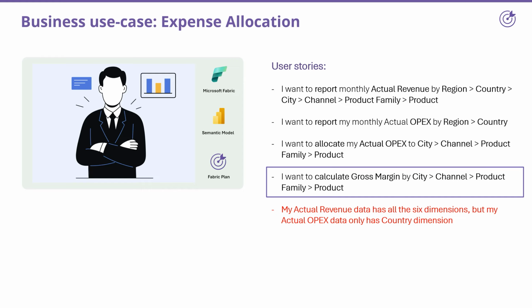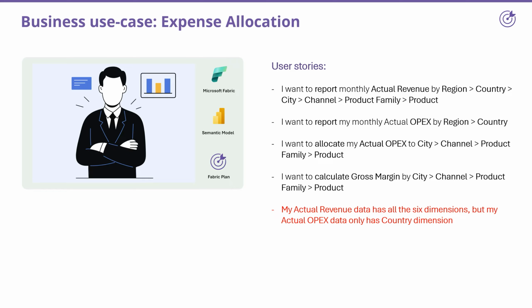But here is the final user story where I want to calculate the gross margin by city, channel, product family, and product. Now, to calculate the gross margin, I need the OPEX to be allocated to the dimensions which were never related to the measure. This is a very classic use case of actual expense allocation, and you can visualize multiple other use cases where actual expense allocation happens to a totally different dimension where the reports were never transacted, or I would say there are no transactions at that context within your data.